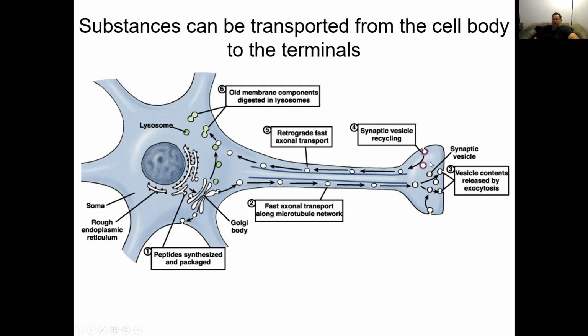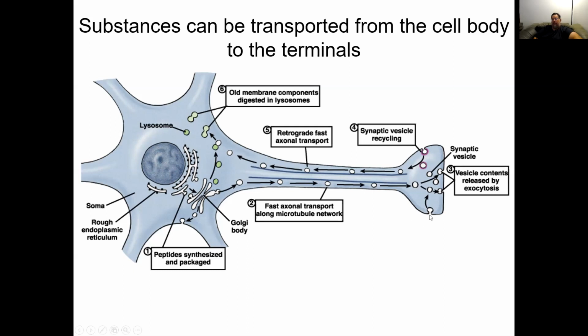Now, once the cell is done with that neurotransmitter, it can also recycle the neurotransmitters and use them for something else, or maybe waste products or whatever. They'll enter into a vesicle, and then the vesicle can walk itself back up to the cell body to be digested with lysosomes. Remember, lysosomes are a bag of digestive enzymes that can break down substances.